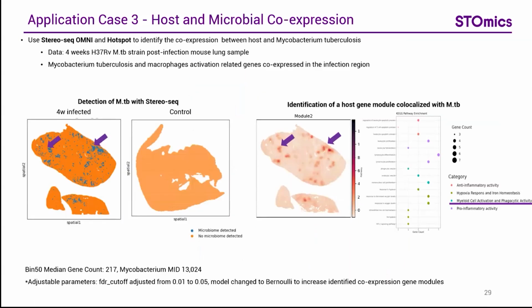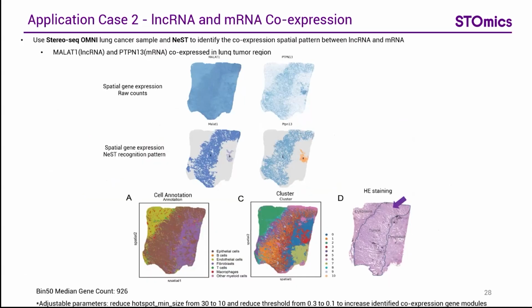Due to the low expression levels of lincRNA in the sample, the expression matrix is relatively sparse. Using the default parameters would yield fewer results. Therefore, when using the NEST algorithm, I adjusted the relevant parameters, such as the hotspot minimum size from 30 to 10, and reduced the threshold from 0.3 to 0.1 to increase the identified co-expression gene modules.